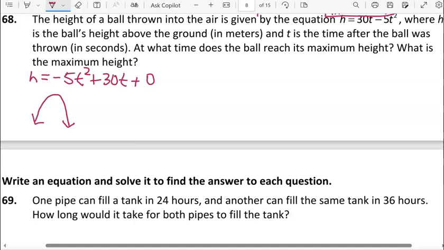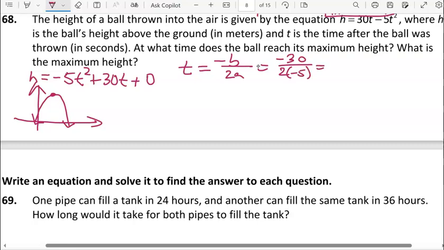So if we were to graph the height function, it's going to be an upside down parabola because our a value is negative, so we know that the vertex is going to represent a maximum value. And the time at which the ball reaches the maximum height will be negative b divided by 2a, which is negative 30 divided by 2 times negative 5. So that's negative 30 divided by negative 10, which is 3 seconds.